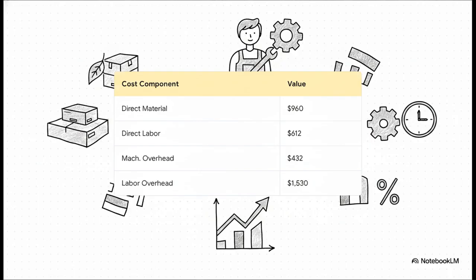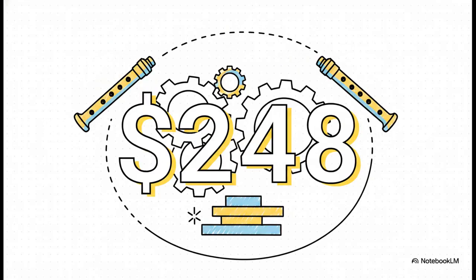We isolate the direct materials at $960 and direct labor at $612. Then we calculate the overhead by combining their specific machine hour rate, which comes out to 60 hours at $7.20, and their labor cost percentage. And get this, they've set that percentage at an absolutely eye-popping 250% of direct labor cost. When we add all those elements together, we get our total manufacturing cost. Now, when we take that total manufacturing cost and divide it by the 1,420 units they produced, we hit our aha number, a final per unit cost of exactly $248 for a single toy flute.